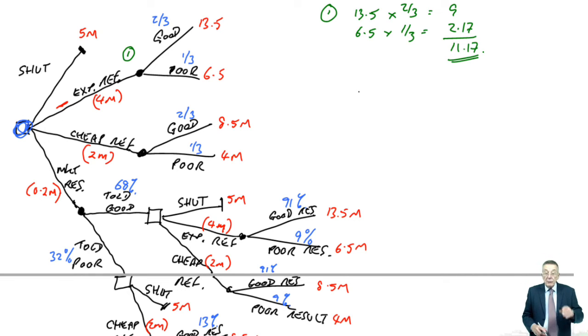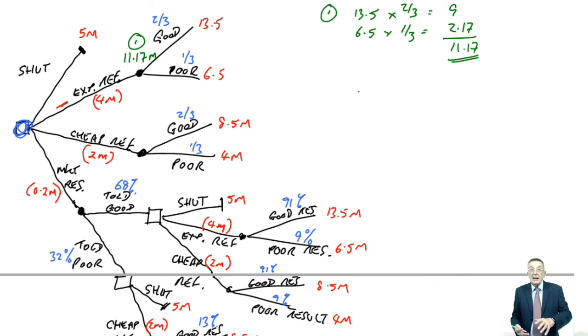And so I'm now going to say that if we do expensive, we will pay out 4 million, but we'll get an expected 11.17 million. So I can now forget the 13.5, the 6.5. Effectively, my choice so far is either shut and get 5 million, or do expensive, which gives us 11.17 minus 4 million. It'll give us 7.17 million. But the uncertain bit I can now forget. I've replaced it with the expected value.